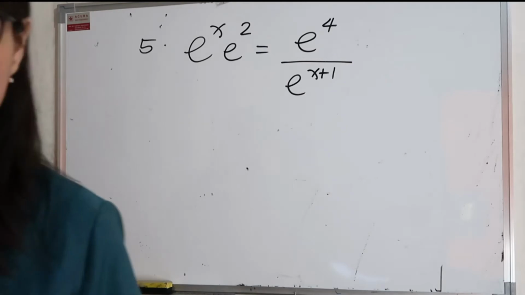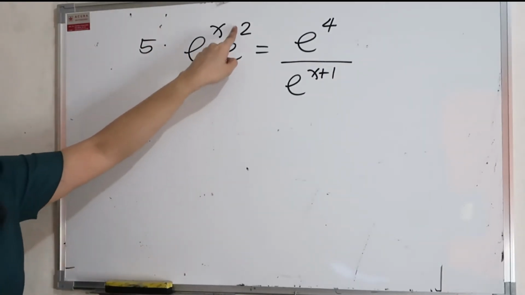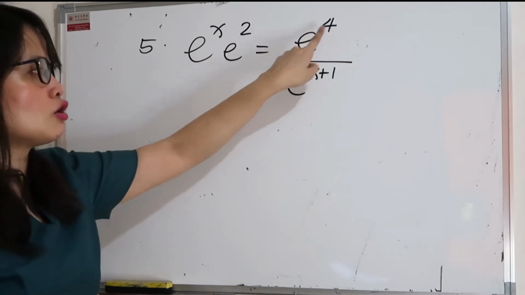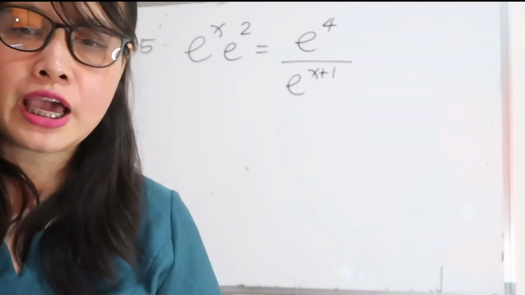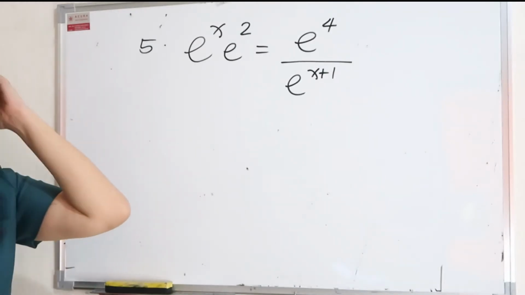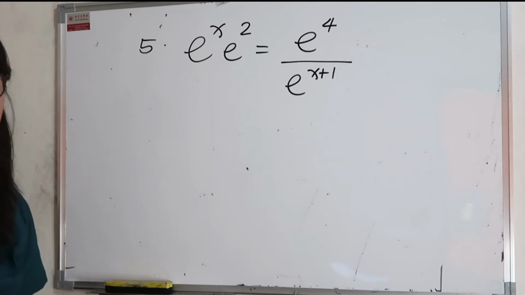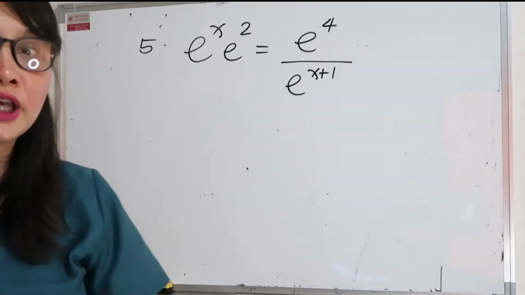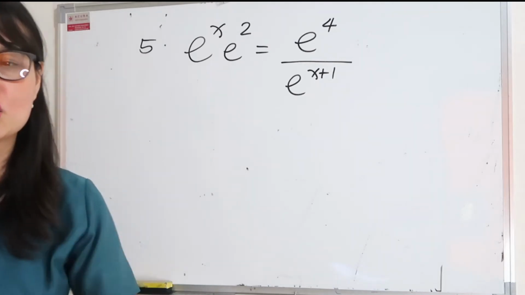Okay, how do we answer this? e raised to x times e raised to 2 is equal to e raised to 4 over e raised to x plus 1. So how do we answer that one? To answer it, we need to apply the laws of exponent, the basic laws of exponent.